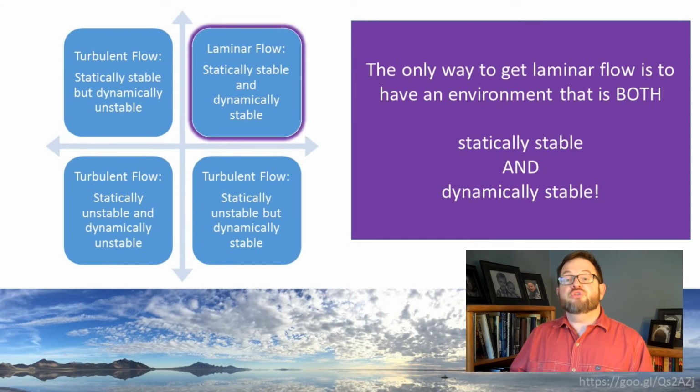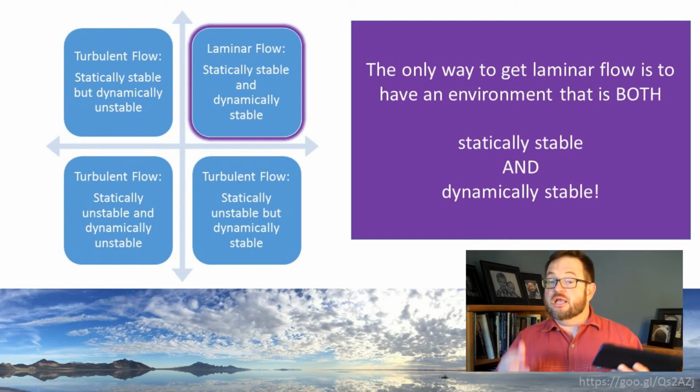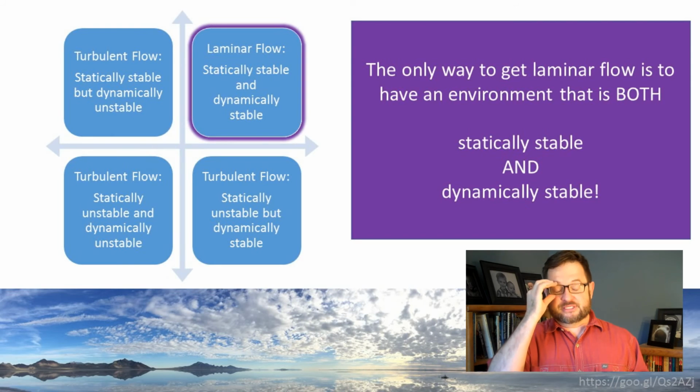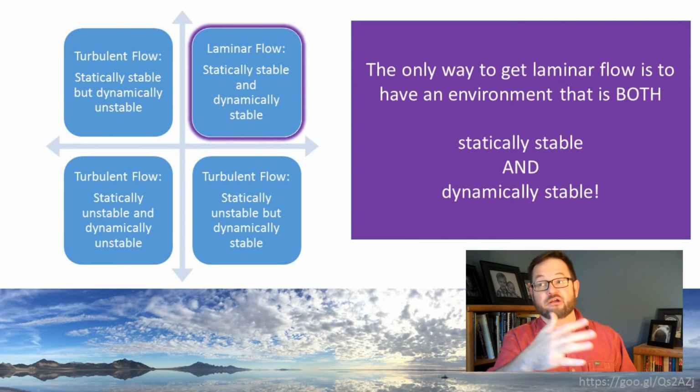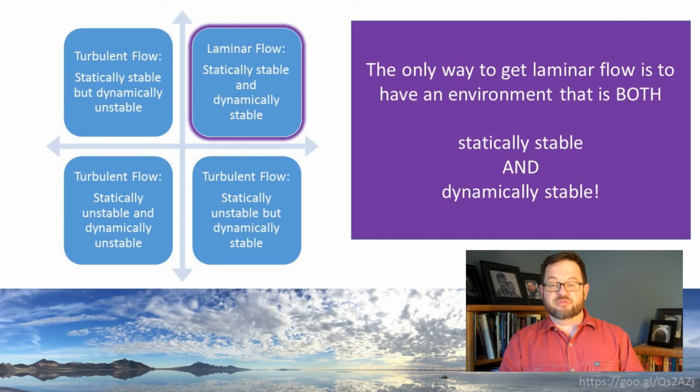If you're going to get laminar flow, you have to have an environment that is both statically stable and dynamically stable. It has to be statically stable, fighting the vertical motions due to the temperature structure of the layer, and it has to be dynamically stable. There can't be all that much wind shear. But as long as you meet those criteria, the flow will be laminar. If you don't meet those criteria, whether it's because your layer was statically unstable or because your layer was dynamically unstable, you'll get turbulent flow.